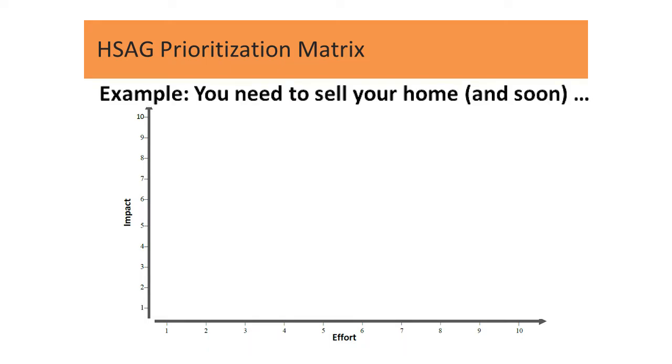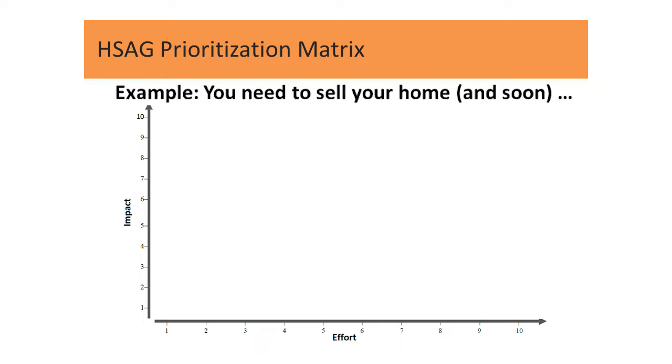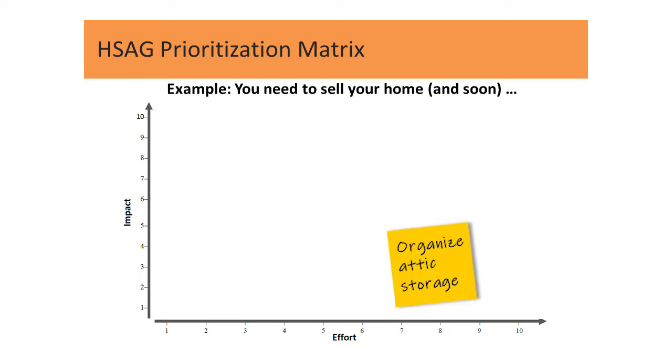You are needing to sell your home. What improvements do you prioritize before putting it on the market? Organizing attic storage is our first intervention to consider. That is going to take some considerable time and effort, but organizing attic storage is probably not going to heavily impact our goal of getting our house on the market and sold quickly. Note, it's low impact ranking on our matrix.